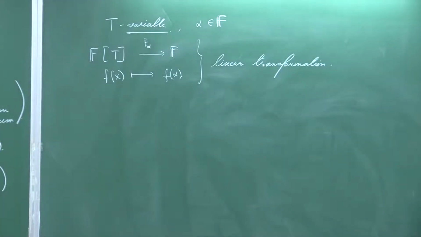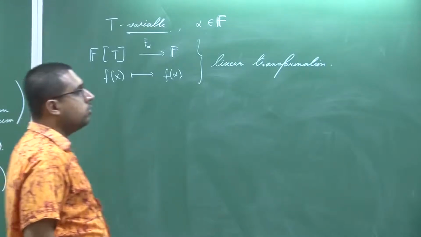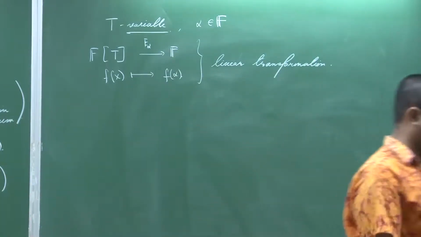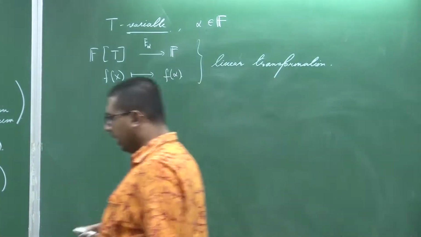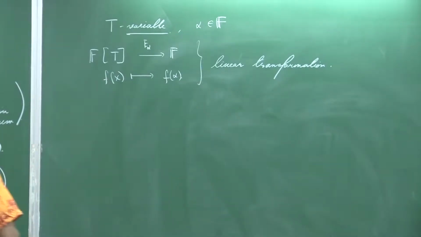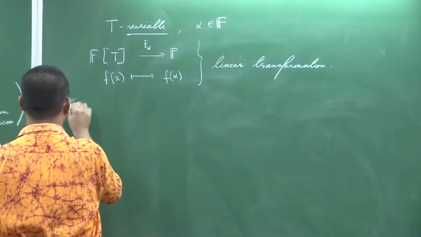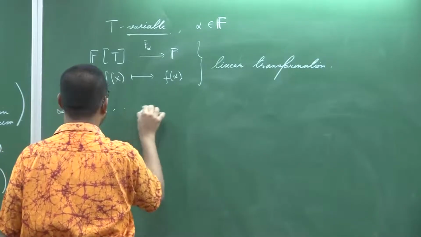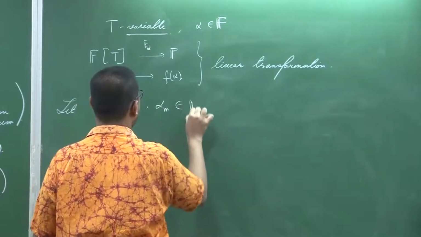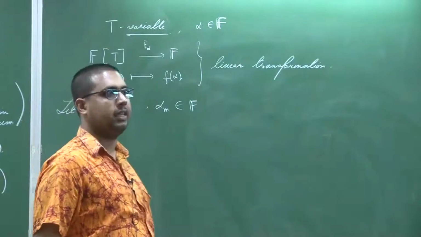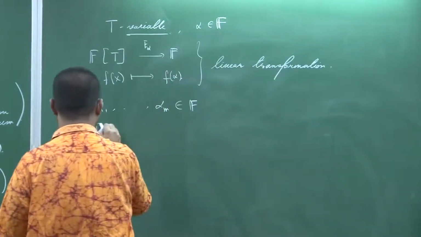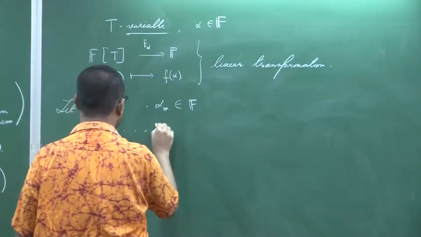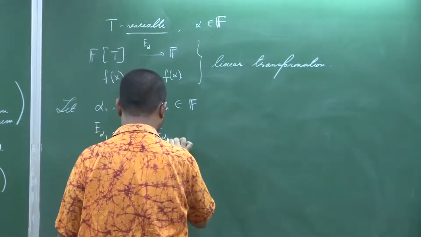Now, using these evaluation maps, we will make another linear transformation. Let's consider m points in F, not necessarily all of them distinct. Corresponding to each alpha, I have an evaluation linear map.